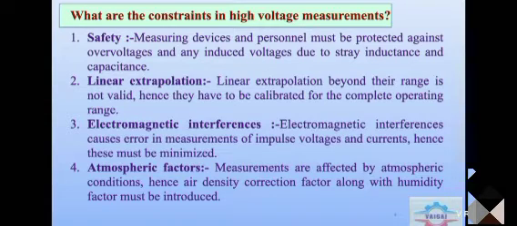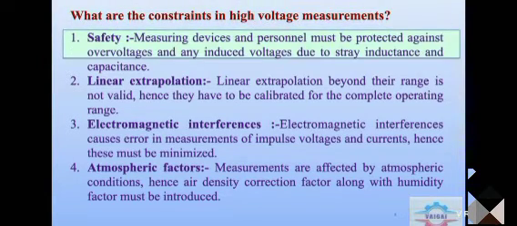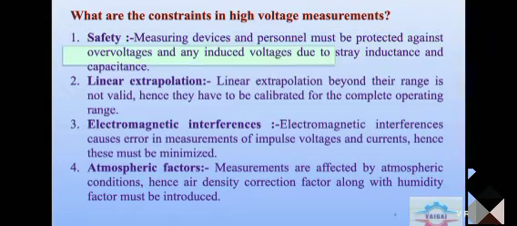In industrial testing and research boundaries, it is essential to measure the voltage and currents accurately, ensuring perfect safety to the personnel and equipment. So we have to go for safety. First preference is safety. Measuring devices and personnel must be protected against over voltages and any induced voltages due to stray inductance and capacitance. It is the first factor.